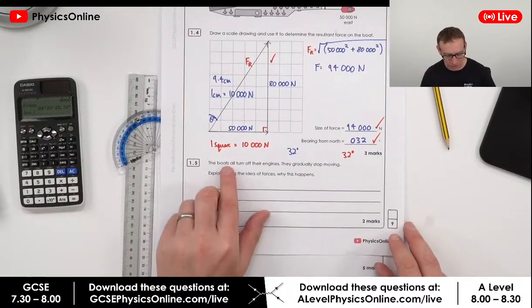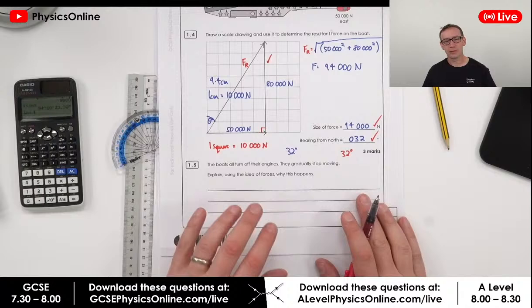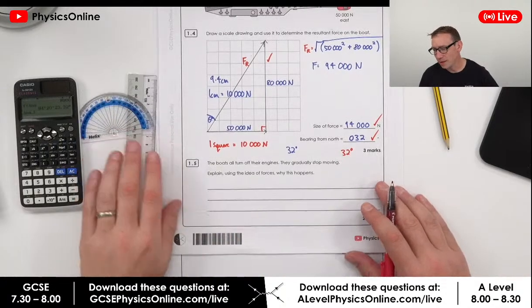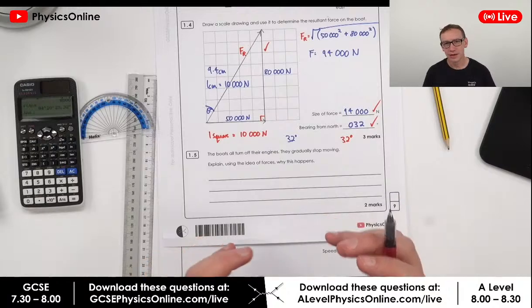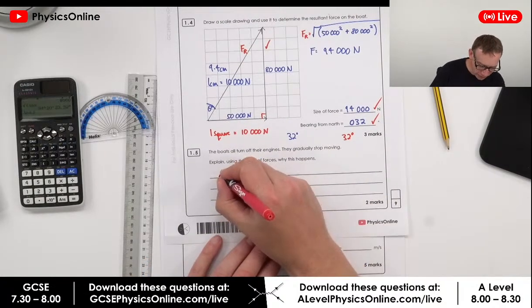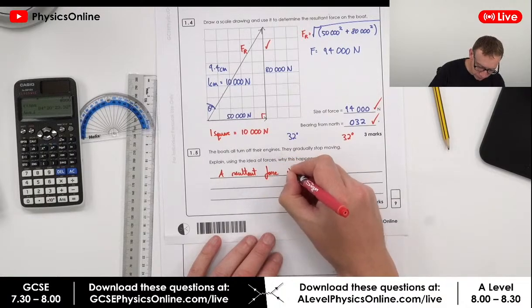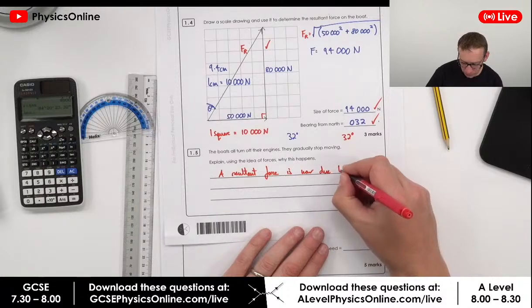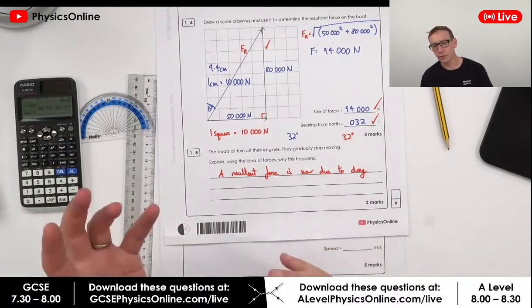Right. The boats all turn off their engines. They gradually stop moving. Explain using the idea of forces why this happens. So why is it that the boat in the ocean is sailing along, the engines get turned off, and it gradually stops? Well, initially it was moving, but now there's going to be a resultant force due to drag, and that drag could be due to water resistance or air resistance.